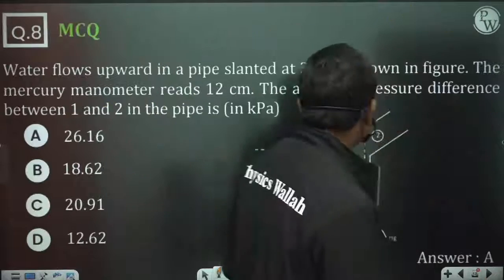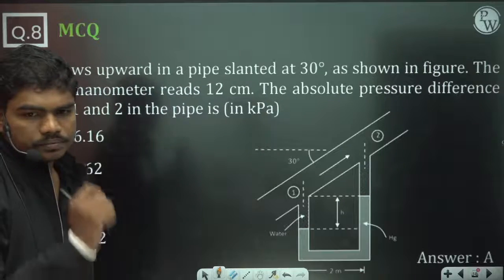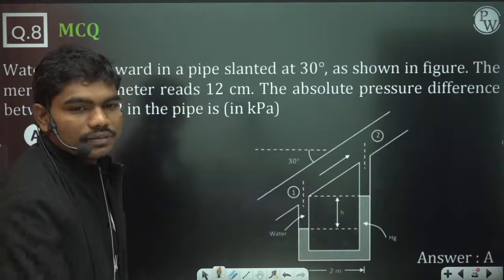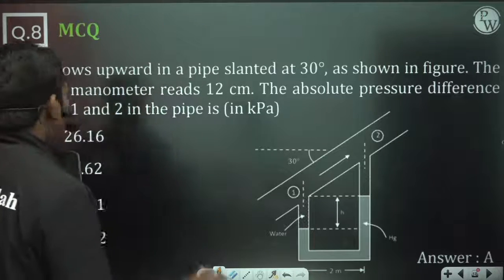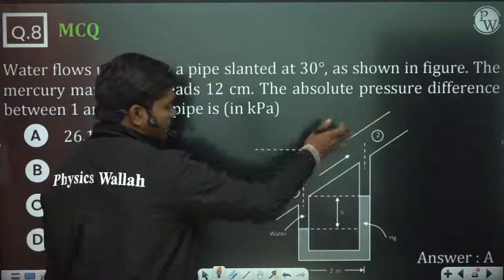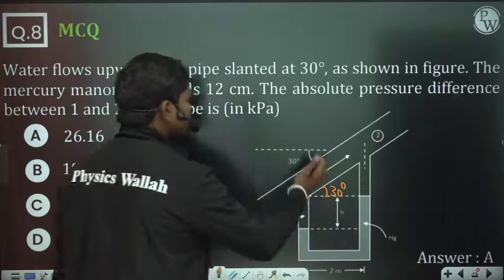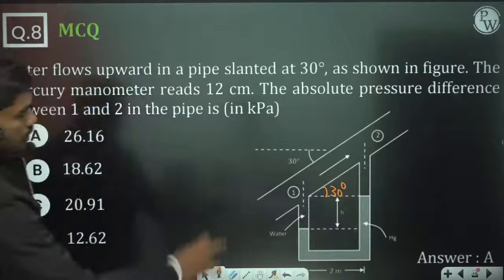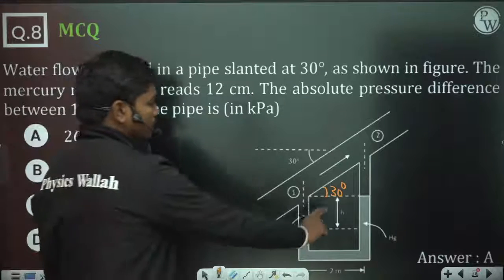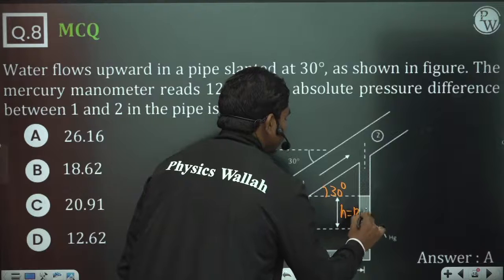We have spent some time. So this is one manometer again. Water flows upward in a pipe slanted at 30 degrees. So this pipe is slanted at 30 degrees. If this angle is 30 with the horizontal, this angle is also 30, because of transversal and alternate angles. The mercury manometer reads a deflection of 12 centimeters. This h value is 12 centimeters.